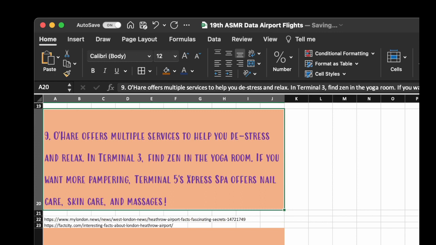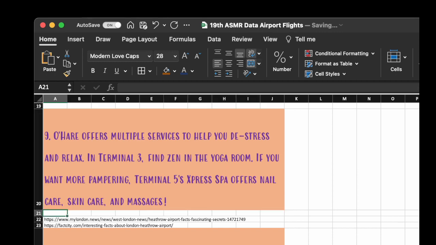Alright, fun fact number 9. O'Hare offers multiple services to help you de-stress and relax. In Terminal 3, there's a yoga room. And in Terminal 5, there's a spa and massage place. Well, hopefully your layover's not that long where you need a massage, but who knows.